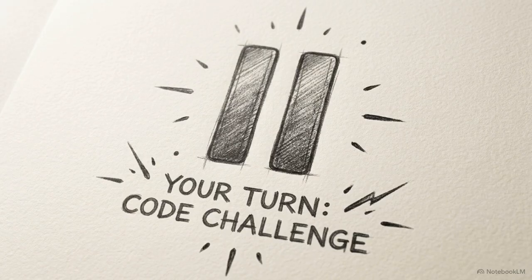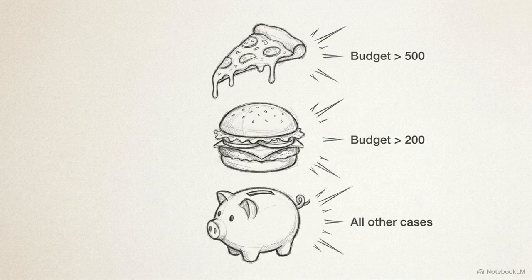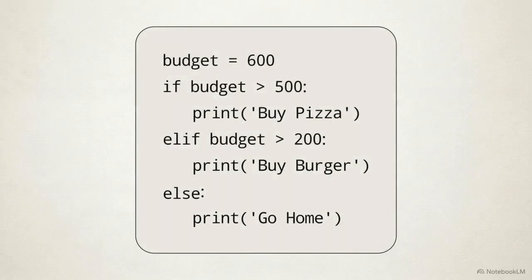Take a moment to apply this. Pause the video and write your own program. Set a budget variable. If it's greater than 500, print buy pizza. If it's greater than 200, print buy burger. Otherwise, print save money. Here is the code for that problem.